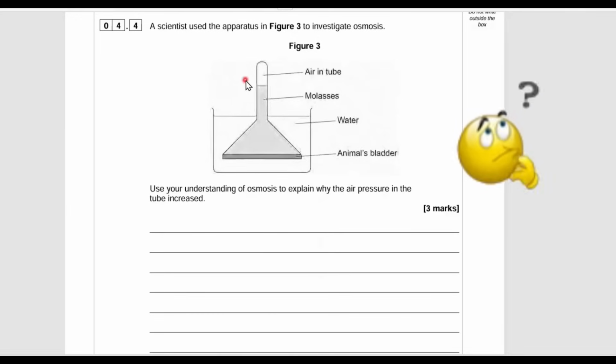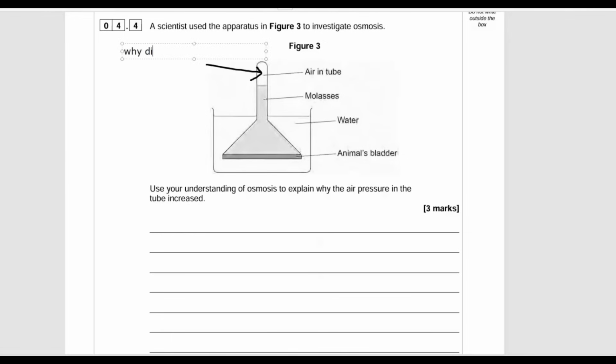Okay, so if you think about, we've got some air in this tube. They're asking us specifically, why does the air pressure in here increase? So what's going to happen? The molasses or the solution is going to go up, right? And that is going to reduce the volume, meaning the air particles in there have less space and they're going to collide more, increasing the pressure. But they want our biological, talking about osmosis reason as to why that volume went down and increased the air pressure. So what must have happened to force this up?